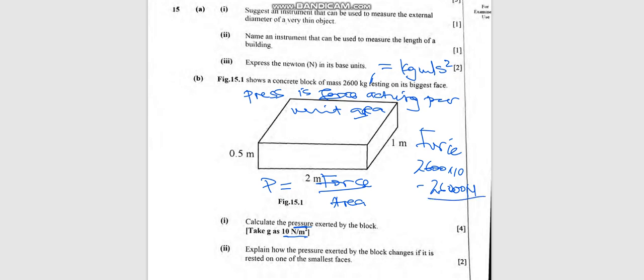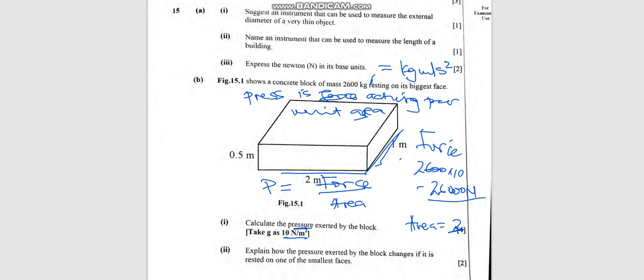Then area. This is more like a rectangle, as you can see. Side times side, length times width. Then you're going to get 2 times 1, which is 2. So the area is actually 2. So we agreed that pressure is equal to force over area. So the force that we are having is 26,000, all over the area, which is 2 square meters.